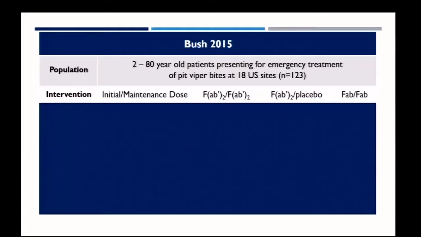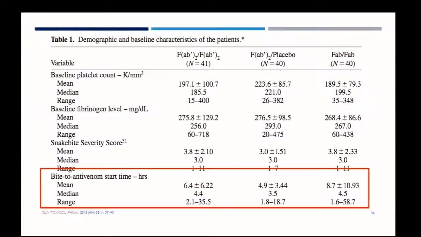They compared Fab2 with Fab2 maintenance dosing, Fab2 with no maintenance dosing, so using a placebo, compared to Fab initial dosing and Fab maintenance dosing. At baseline, these patients, compared to the last trial, actually had longer time to anti-venom. Generally, this patient population did not look that different from the previous trial in terms of coagulation abnormalities. There were maybe slightly higher platelet counts in this trial compared to Boyer's study, but the fibrinogen levels were similar.